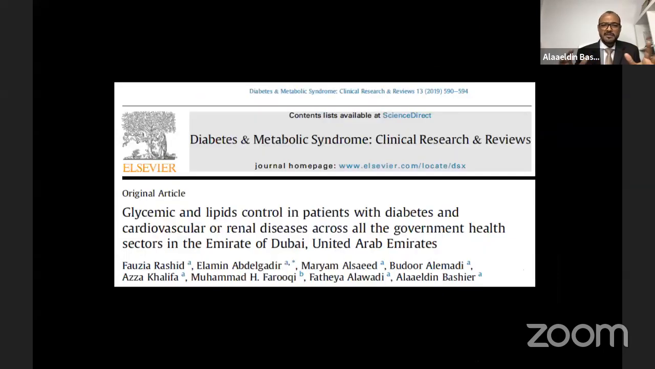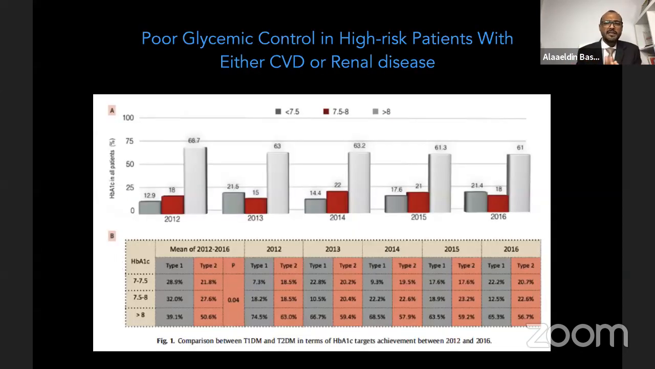And in the same study, we looked at high-risk patients with diabetes and whether we are doing well and controlling them well. If we look at the A1C in this group, a very small number of patients actually are achieving targets. So now I'm talking about a patient who is high risk for cardiovascular disease and renal disease and look at how many percent of them are achieving actually a good glycemic target.